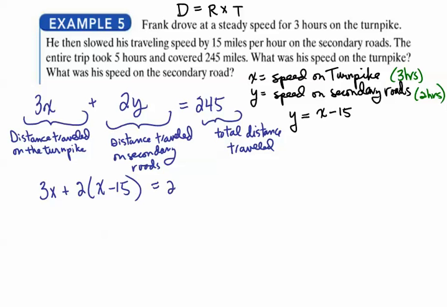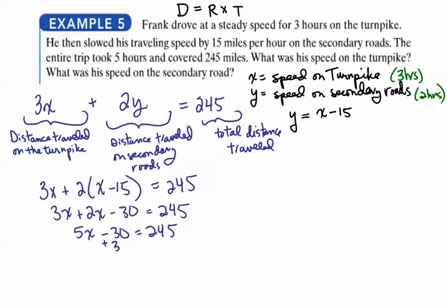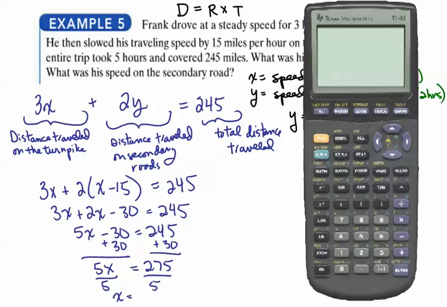So now we have one equation with one unknown, and we're ready to solve. 3x, distributing the 2, we get 2x. 2 times negative 15 is negative 30, equals 245. Combining like terms, 5x minus 30 is 245. Adding 30 to both sides is going to give 5x equals 275. Dividing both sides by 5, and we get x is equal to 275 divided by 5, which is 55.